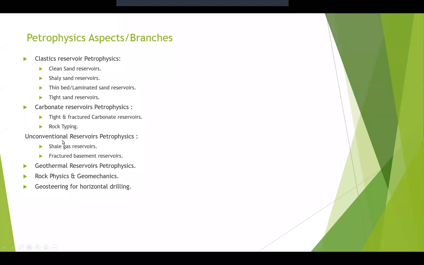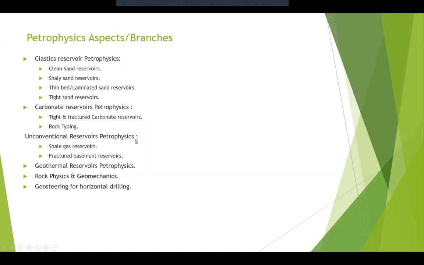And after that, we have this branch of the petrophysics, what we call the unconventional reservoir petrophysics. And this is really another big topic. We can see it is not very common, because now it's established in North America and in Canada, where it is playing a big role.